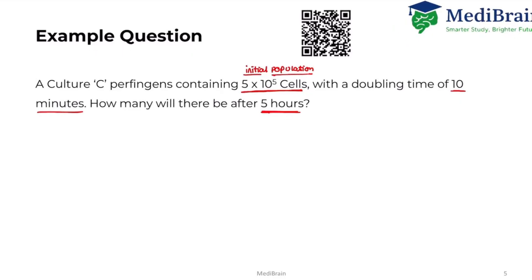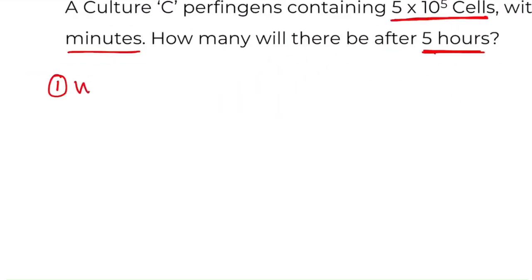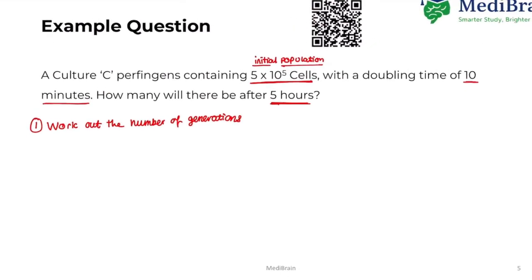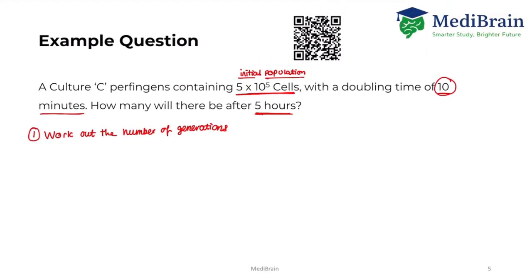So the way that we would do this, step 1, is we would work out the number of generations. To work out the number of generations, you need to look at the doubling time, which is 10 minutes. Before, in our previous example, it was 20 minutes. Over here, it's 10 minutes. And then we need to look at our total time in minutes. So the total time is 5 hours. To convert that into minutes, we just multiply by 60, so it would be 300 minutes.